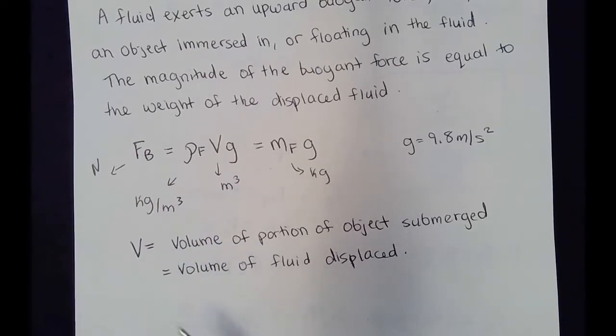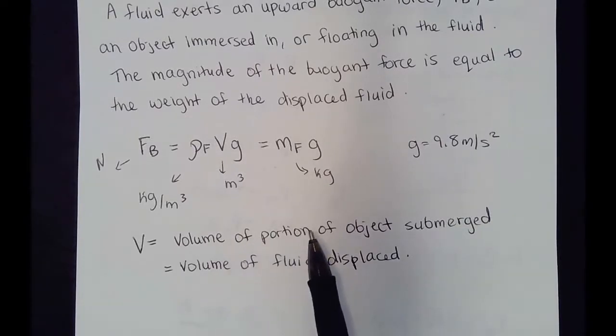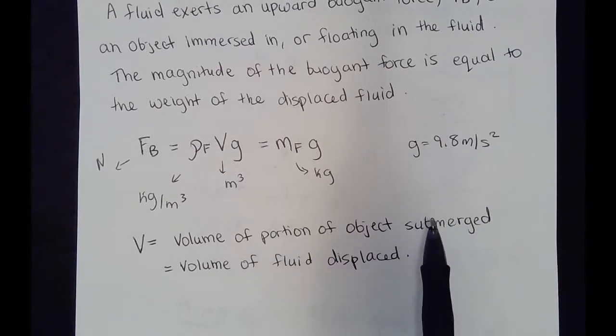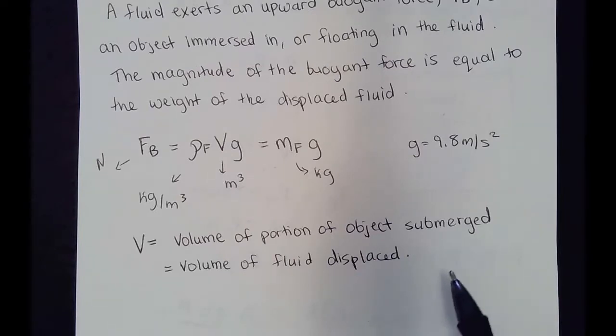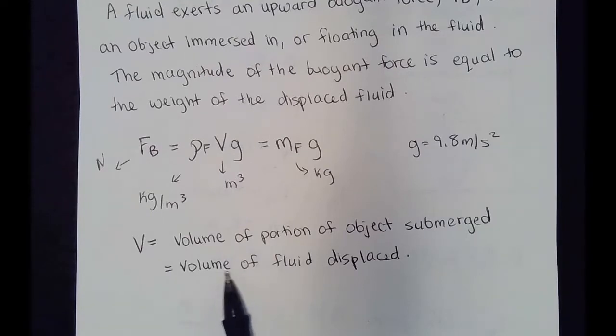And here the volume V has two definitions. It's either equal to the volume of the portion of the object submerged. So if the entire object is submerged, it's the volume of the object. If only half the object is submerged, it's that half of the volume that's under the water. And this is equal to the volume of the fluid that's displaced when this object is submerged or partially submerged. So these two volumes are equal, and that is what Archimedes' principle says.